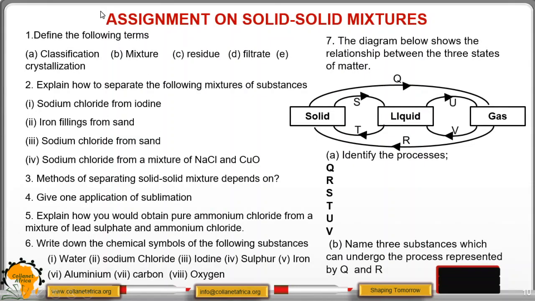Here there is an assignment for you. Make sure you define the following terms, explain the method of separation, then remember the chemical symbols of the following substances. Then finally you have these questions, try to define and try to identify the processes.